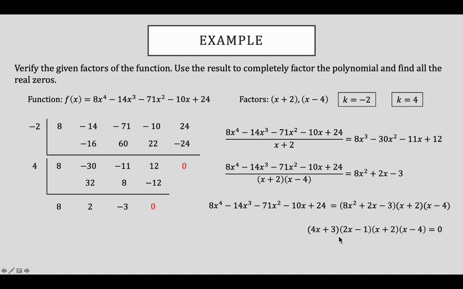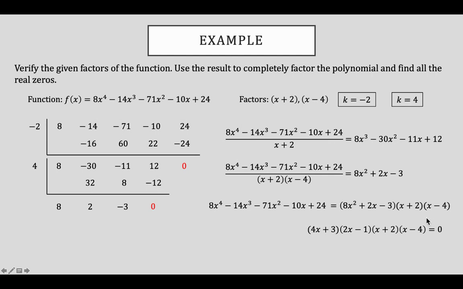Notice if we were to FOIL these back out, use the distributive property of multiplication, 4x times 2x would give me an 8x squared. I would have a minus 4x, a plus 6x, minus 4x plus 6x would give me a plus 2x, and a plus 3 times a negative 1 gives me a negative 3. So we have indeed factored this correctly, and I still have my x plus 2 and my x minus 4. Now I have our polynomial function f of x written in completely factored form.